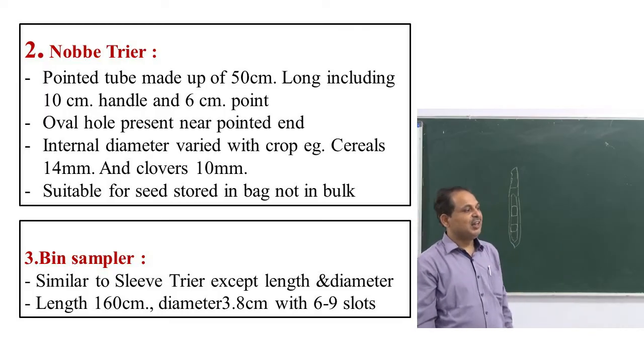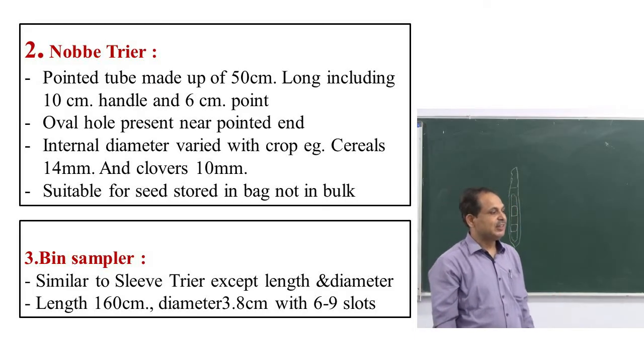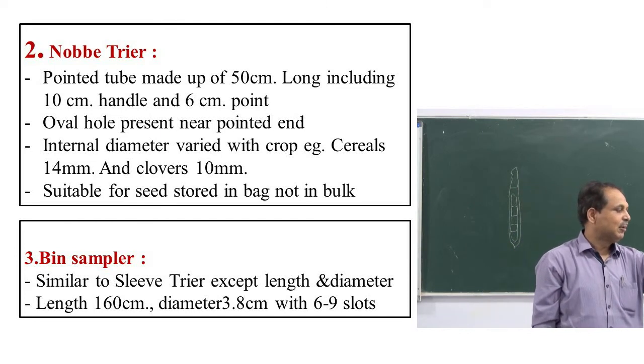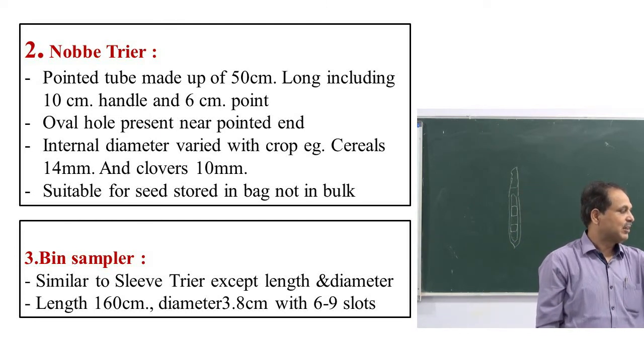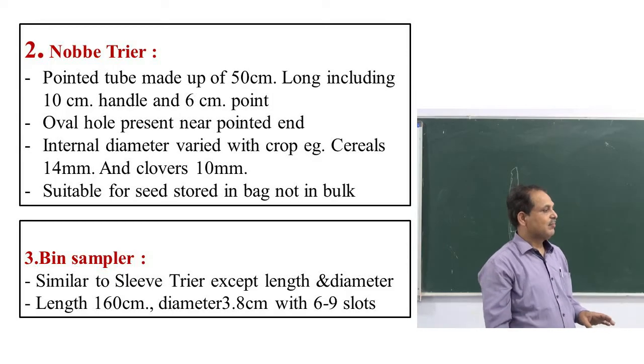You can see here the different instruments for taking seed samples: the stick and sleeve triers, the bin samplers, Norway triers, etc. These are also some of the seed triers.